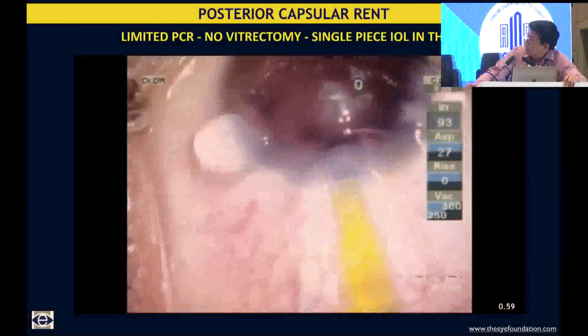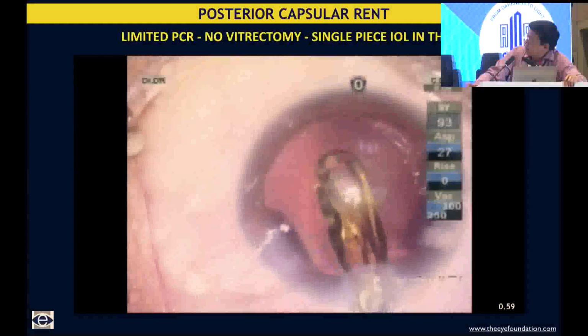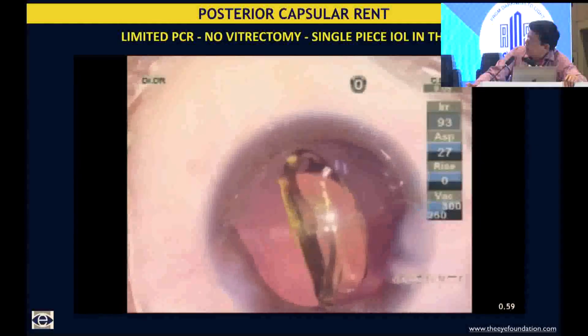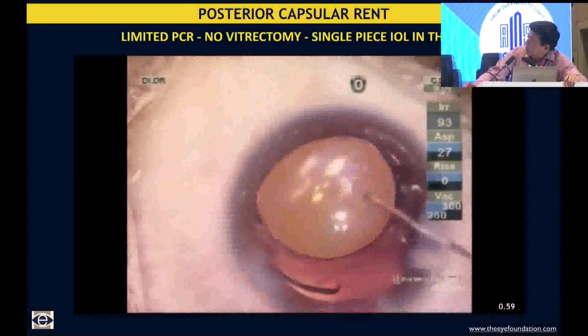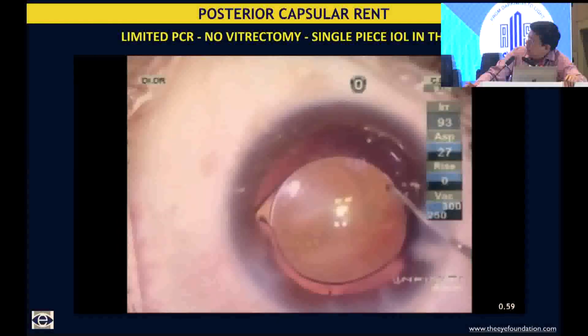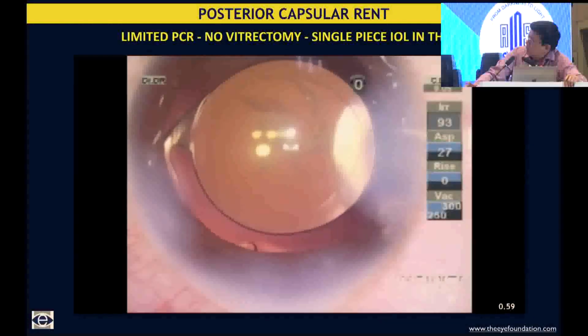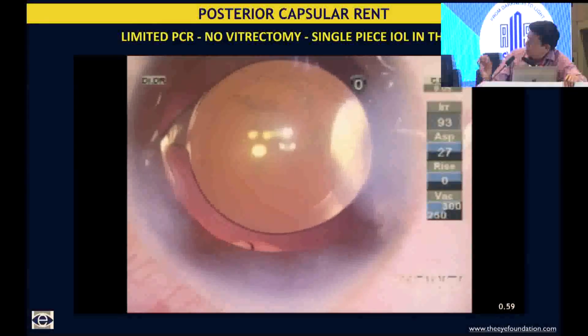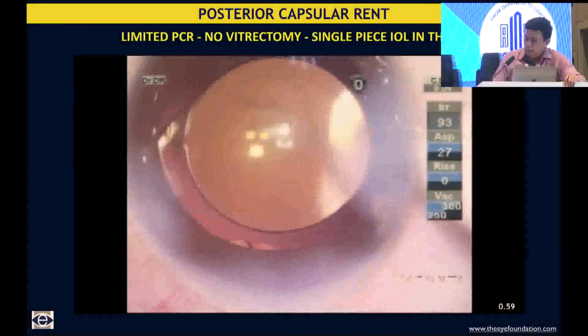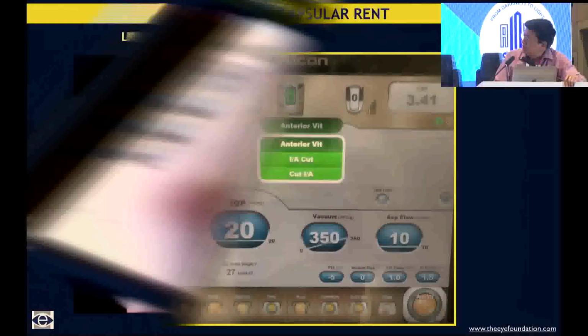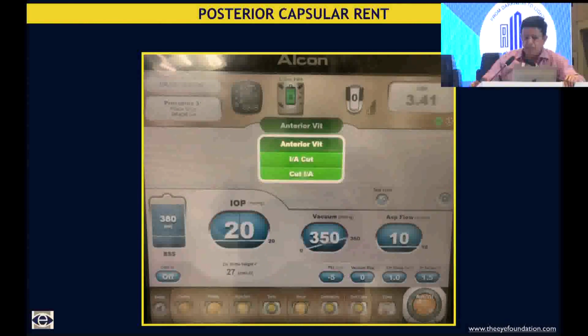So again, the same principle, in the sense that a dispersive viscoelastic is injected. And as long as the rent is manageable, either by doing a posterior capsular rhexis or because it's confined to a small area, you can go ahead and implant an intraocular lens within the bag. Now, it's an extremely important aspect that you need to understand before we take a vitrectomy in these cases.